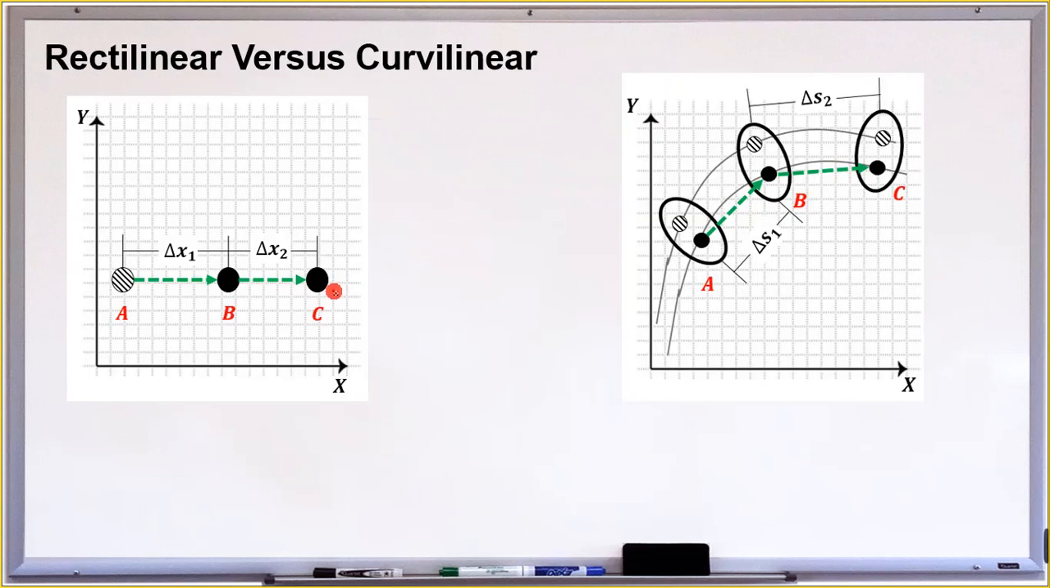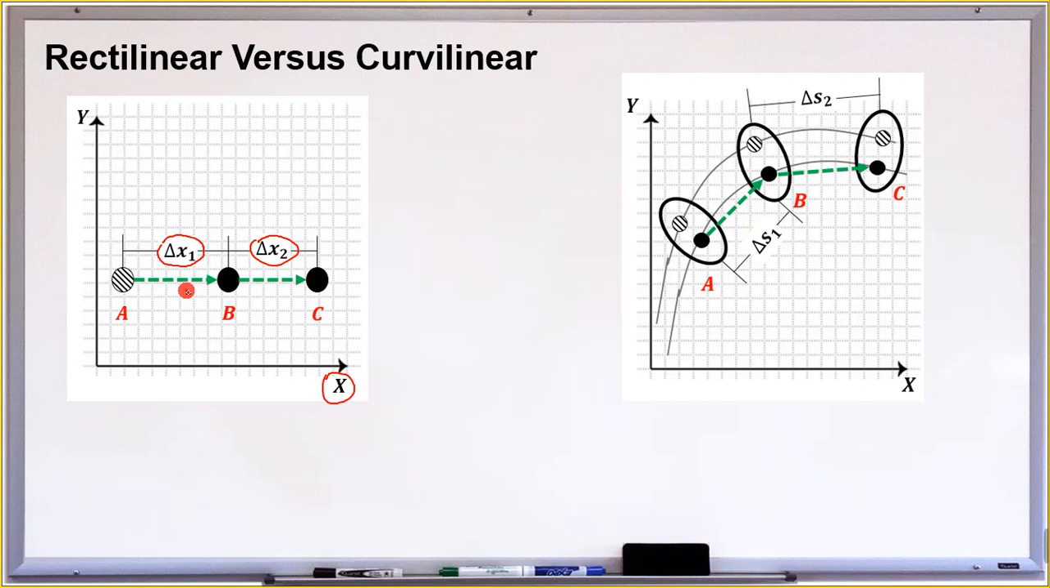So rectilinear versus curvilinear. On the figure at the left, this is a rectilinear motion. So we have here particle A. It travels along the x-axis, along this one. So it moves from A to B. So it has a displacement delta x sub 1. And then from B to C, it has a displacement of delta x sub 2.